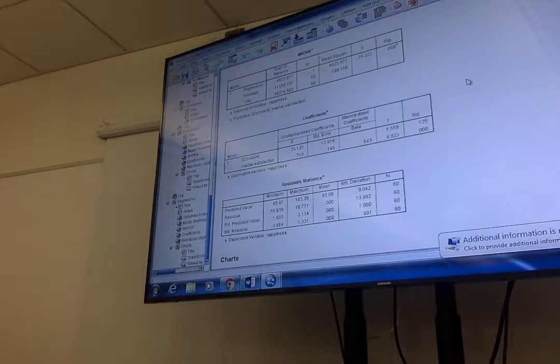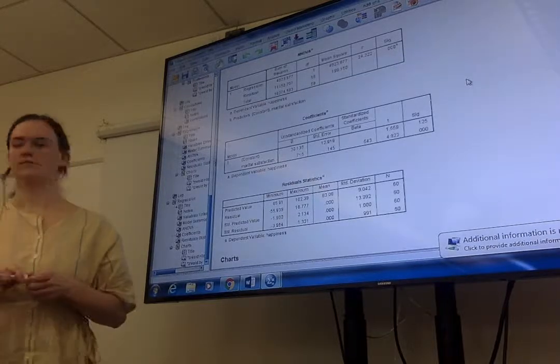Okay, so standardized. So this would be the y hat. Is it predicted? And then A plus 3.